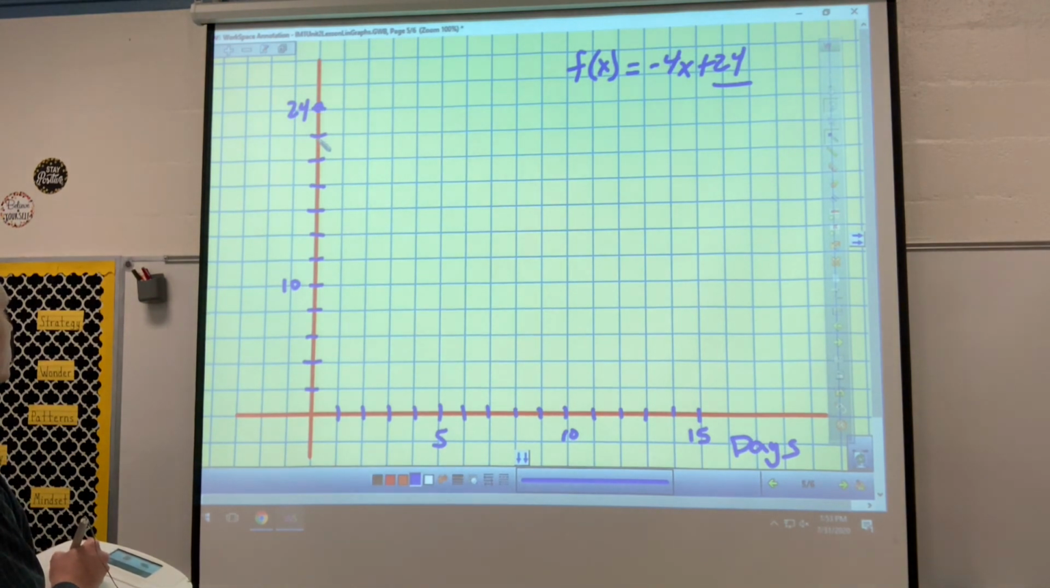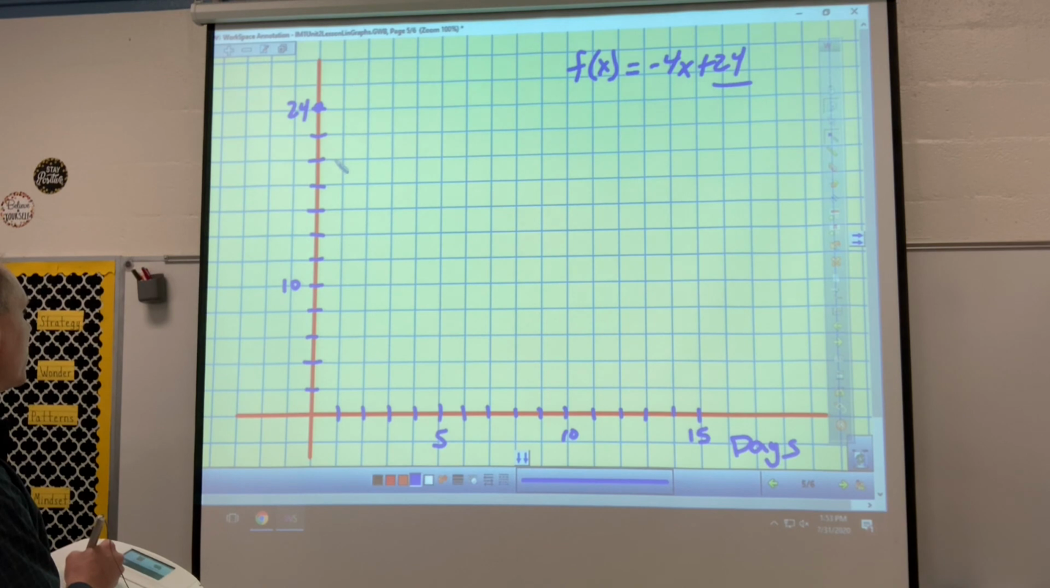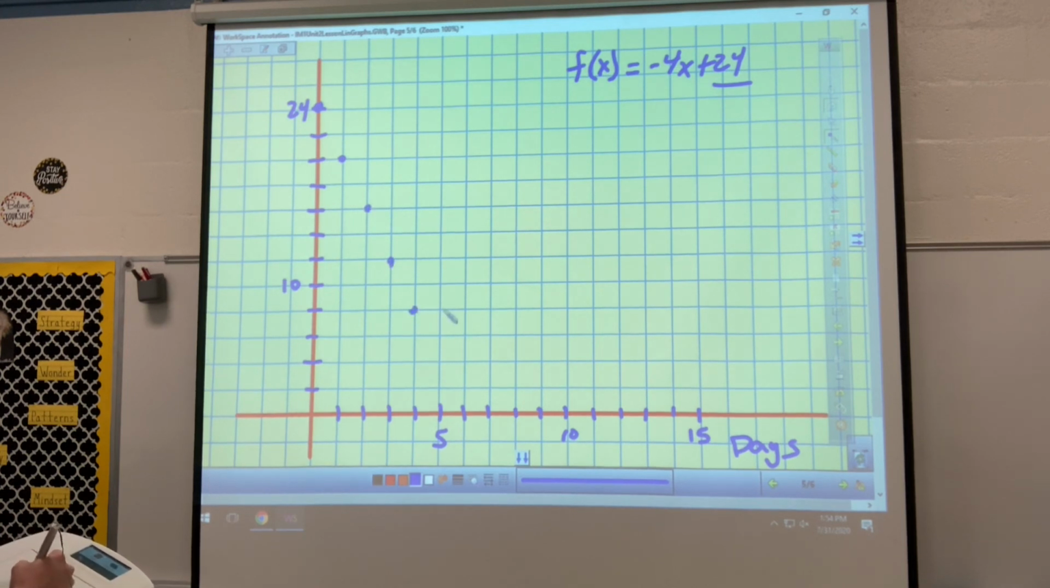So down 2 and then down 4 from there. So every time we go over 1, we're going to go down 4. Over 1, down 4. And what we have here is this linear function right here.